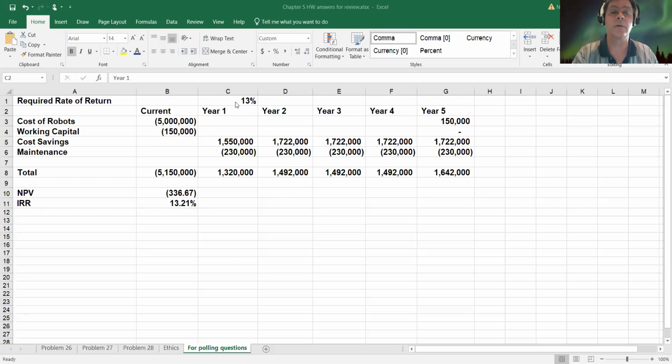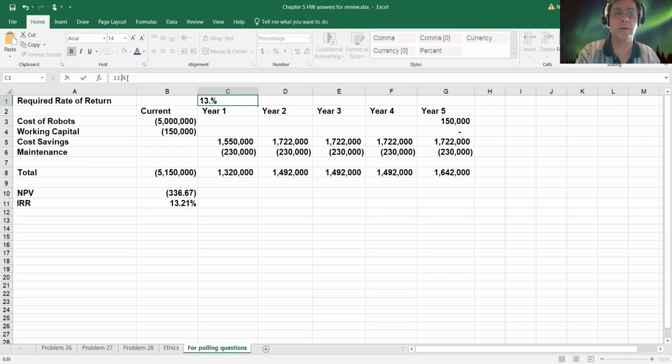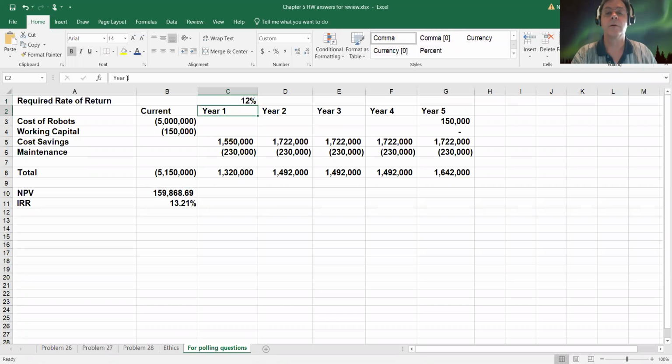Let me fix that back to 12%. All right, a new scenario. If RCT changes the estimate of future maintenance costs for the robots to 250,000. So right now it's 230,000. If the future maintenance cost for robots is 250,000 instead, then what would happen to the NPV on the robots? So what would happen to NPV if we increase the maintenance cost?